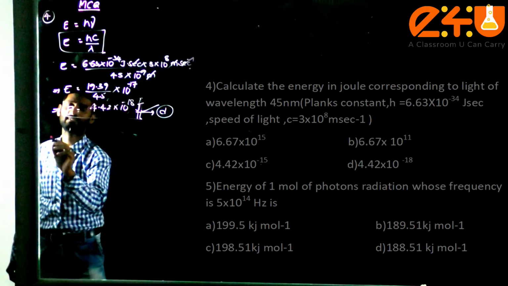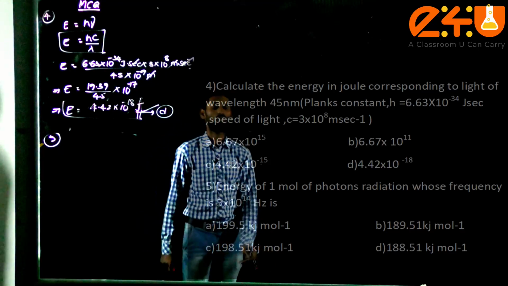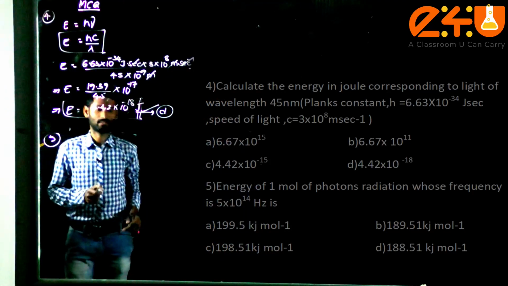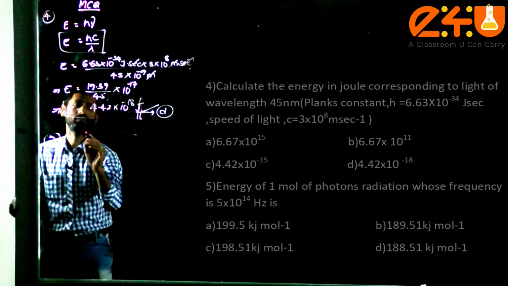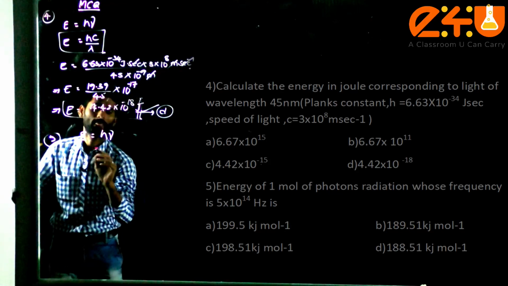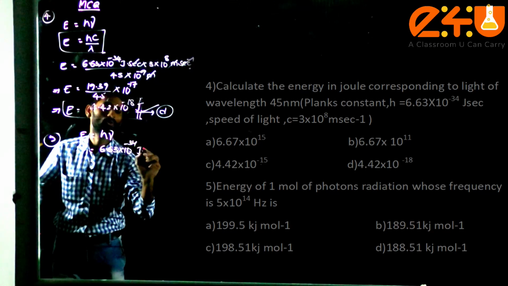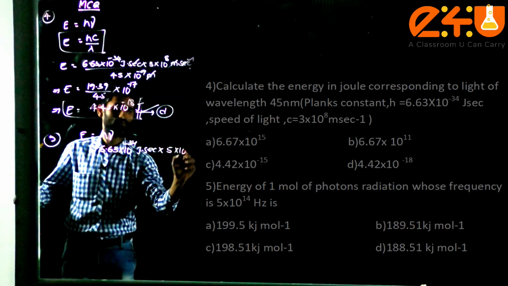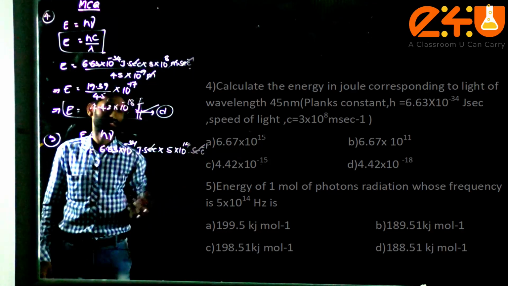Next one, my dear students, question number 5. Energy of 1 mole of photons of radiation whose frequency is 5 into 10 power 14 hertz is. Energy of 1 mole. We already know E is equal to h nu. The frequency is given, and h value you already know, 6.63 into 10 power minus 34 joule second, into our frequency 5 into 10 power 14 hertz. You can take hertz as second inverse, so it cancels here.